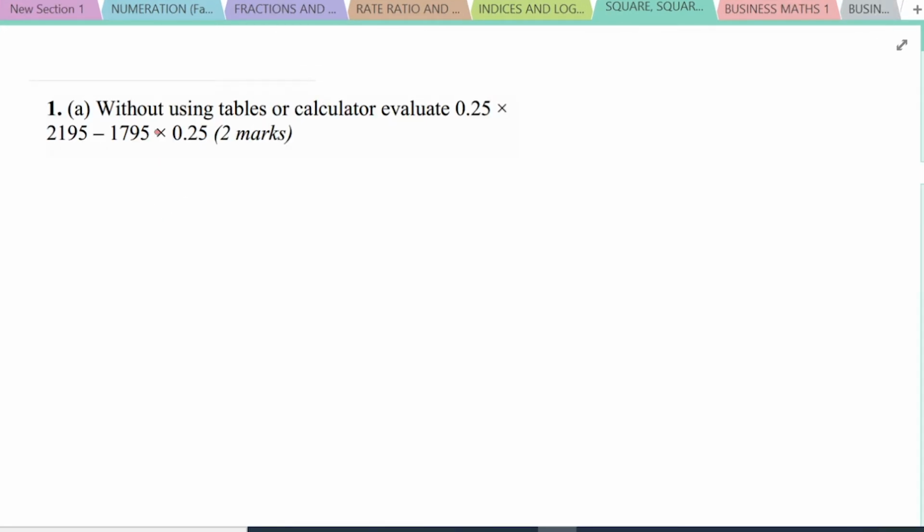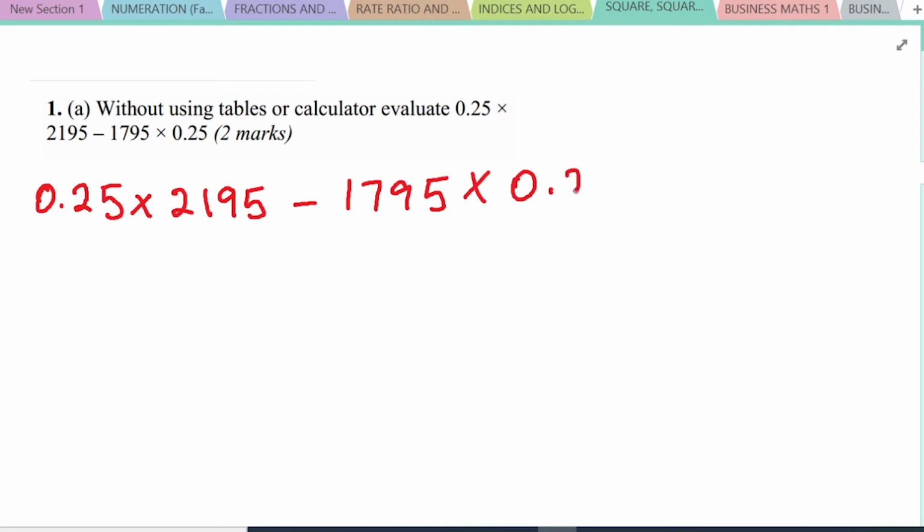The next question: without using tables or calculator, evaluate 0.25. Let me rewrite it here. We are supposed to evaluate 0.25 multiplied by 2195, minus 1795 multiplied by 0.25. Now with such numbers, they want to see if you know about factorization. From here you can see that we are having 0.25 as a common factor. So we factor it out.